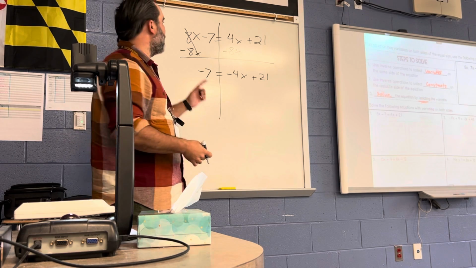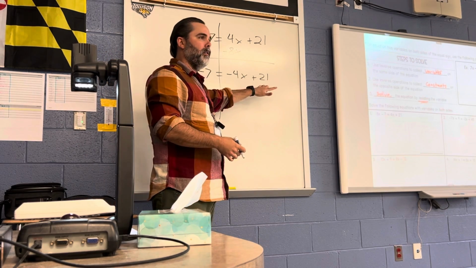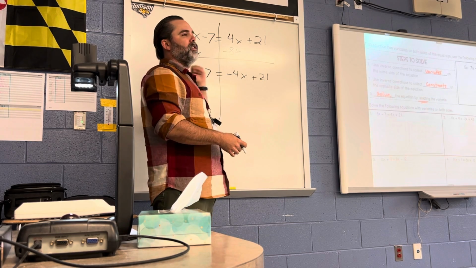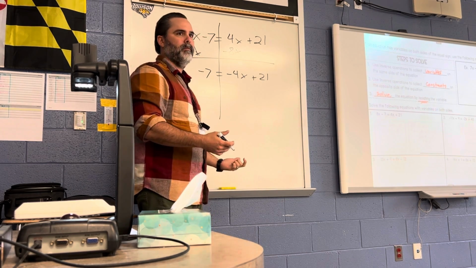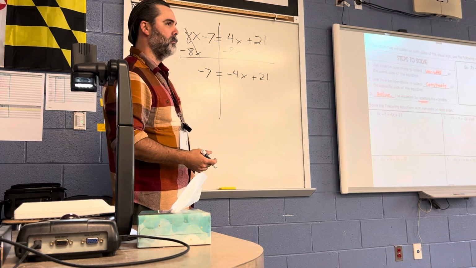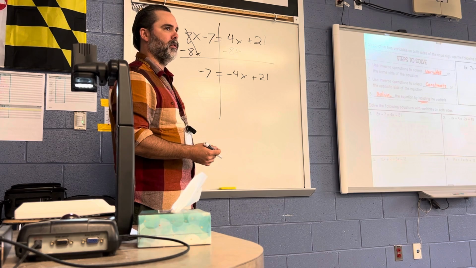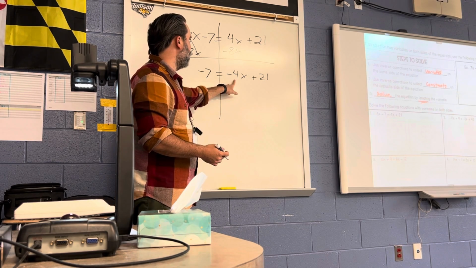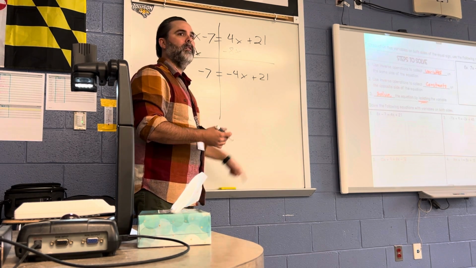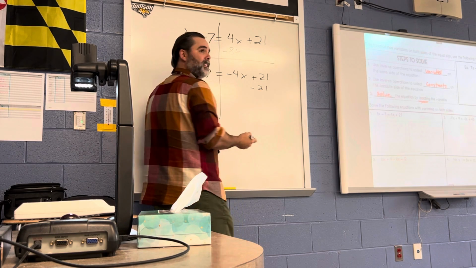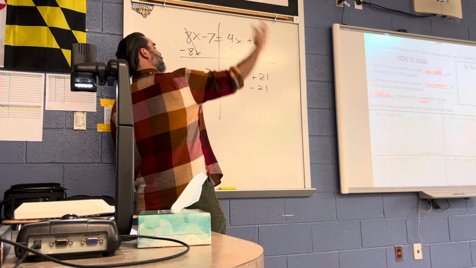Okay, so since I moved my variable this way, which way am I moving my constant? The other way. So which one needs to move? Which number needs to get away from x first? Do I get rid of the 4 or the 21? 21. So now let's move the 21, which is a constant number, so we're moving the constant this way.